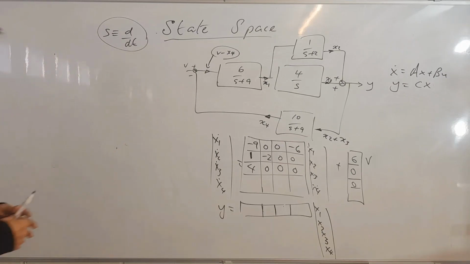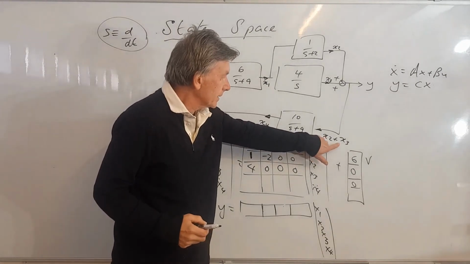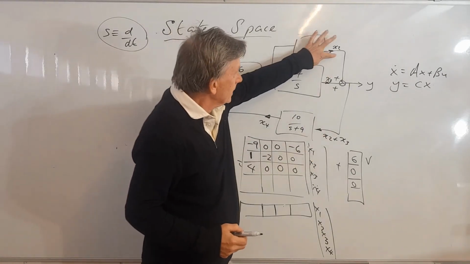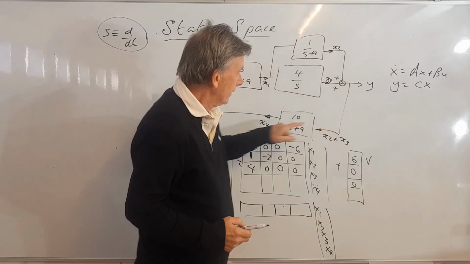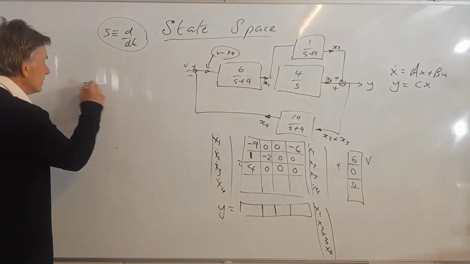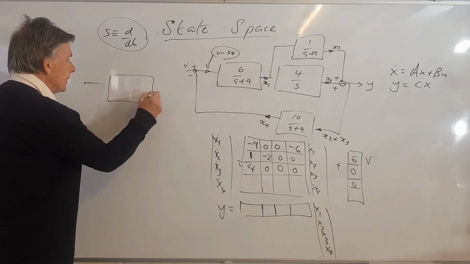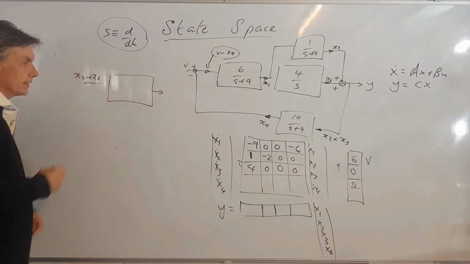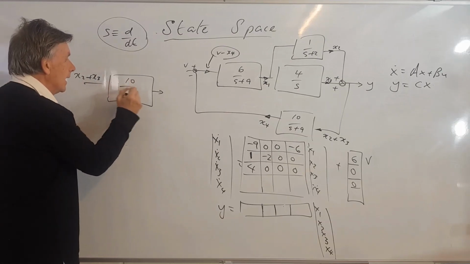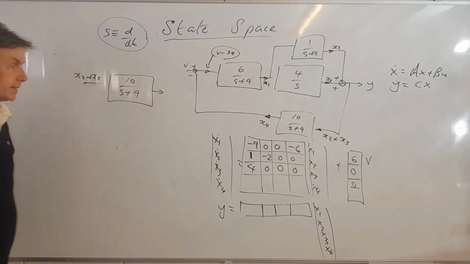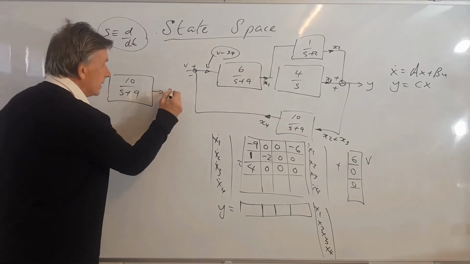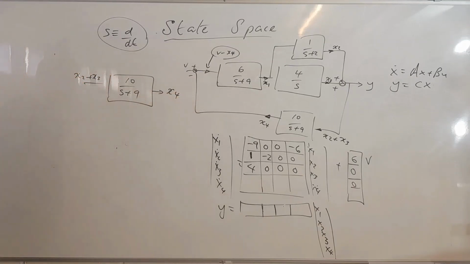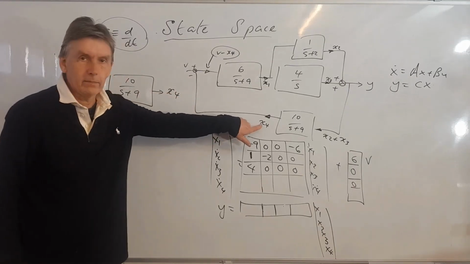Then we have one more to do. This one has got x plus x2 plus x3, and this is x2, x plus 3. These are added together, fed around that way. So I've got a last box now with x2 plus x3 going in, 10 over s plus 9 in the box, and x4 coming out.